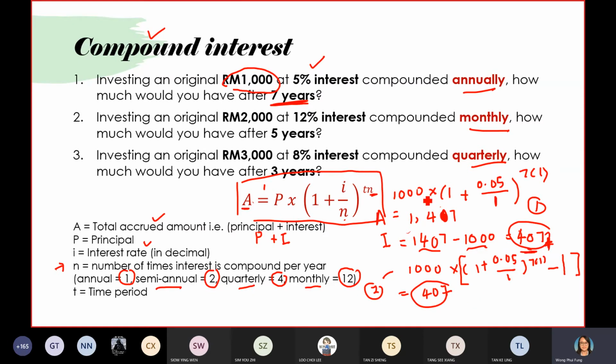You can use the first method, no problem. But with the first method, you have to do 2 steps. You have to minus the principal, then you get 407. The second step is much easier. That's why you need to minus 1 at the end: because you want to calculate straight away what the interest is.